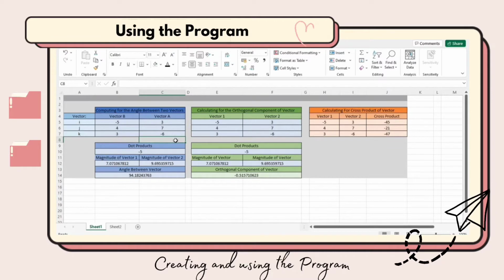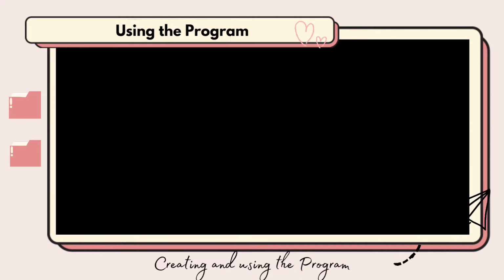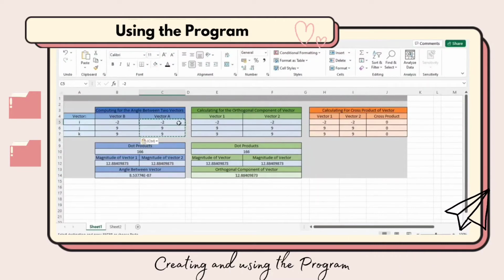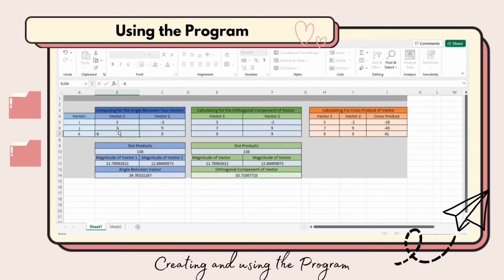So for vector B to C, now for vector A to C, and C to A.